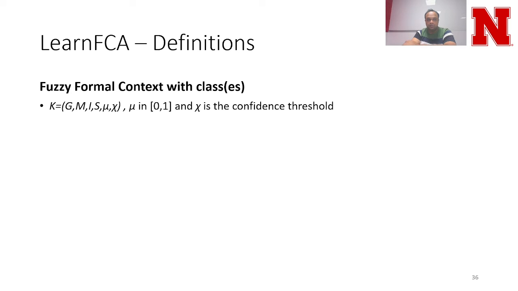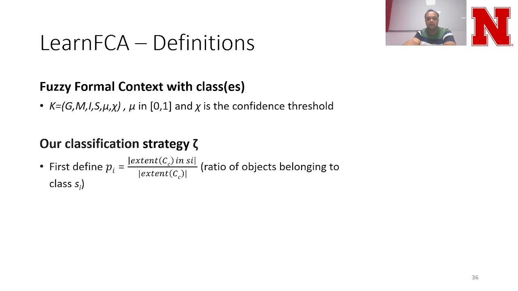The formal context was also now scaled to fuzzy, which means the relationship is no longer complete. So we have mu, a fractional value between 0 and 1, and chi as a confidence threshold. And our classification strategy was defined as the fraction or ratio of objects that belong to a particular class in that particular concept, which is nothing but the size of the extent, or the number of objects for Si, divided by the whole extent size.